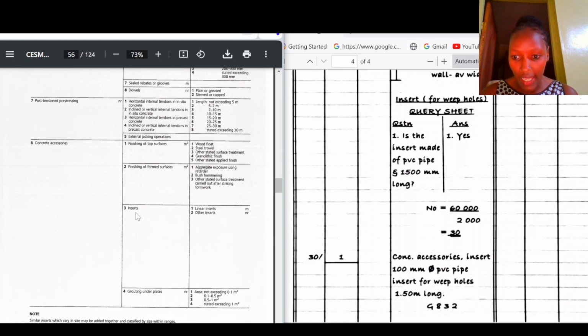Second division, their inserts. Then we shall have to describe the other inserts, because now that it's not in the SMM, we are just told other inserts. So we shall just write the description that we have come up with in the question from the query sheet. All right, so it shall be like that. So we are now done with the taking off retaining wall using the CESMM4.